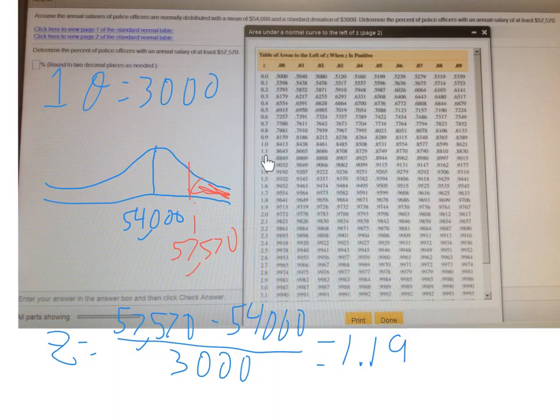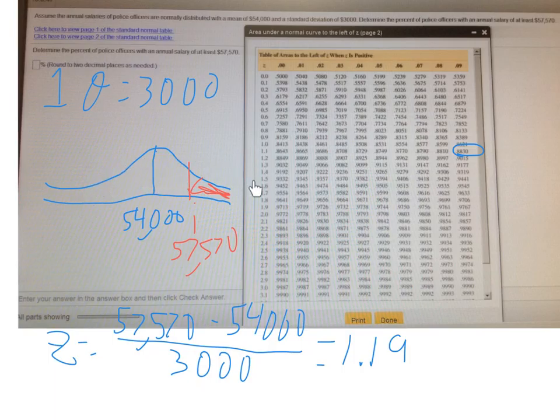Now if I come up here, here's 1.1, and I need to come all the way over to 1.19. I've got to pick out the right one. It's 0.883. That's it there. It's a little hard to see with this small table. But if you come straight across, 1.19, it's that. This table always gives you the area to the left, so the area to the left here is 0.883.